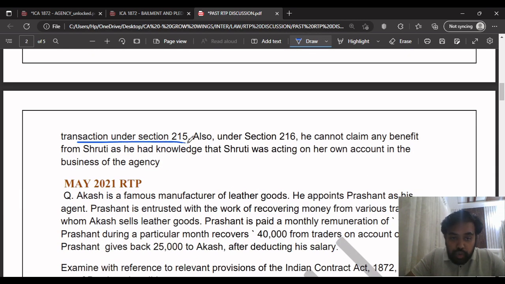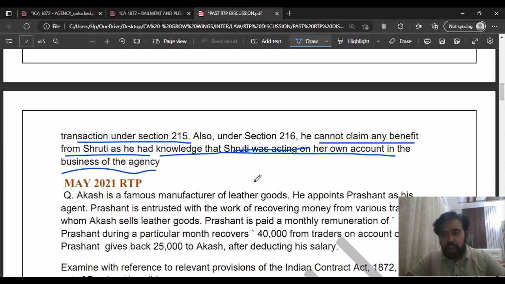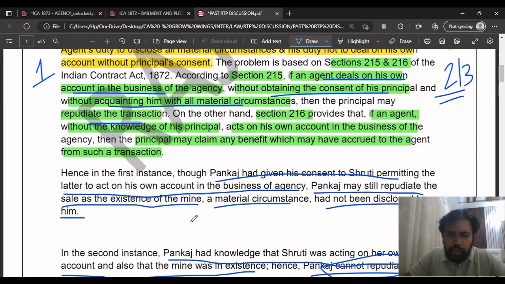And as per section 215, and also as per section 216, he cannot claim any benefit from Shruti, as he acknowledged that Shruti was acting on her own account in the business of agency. He cannot claim any benefit, since he acknowledged that she was acting on her own account in the business of agency, since it is given in part one as well.